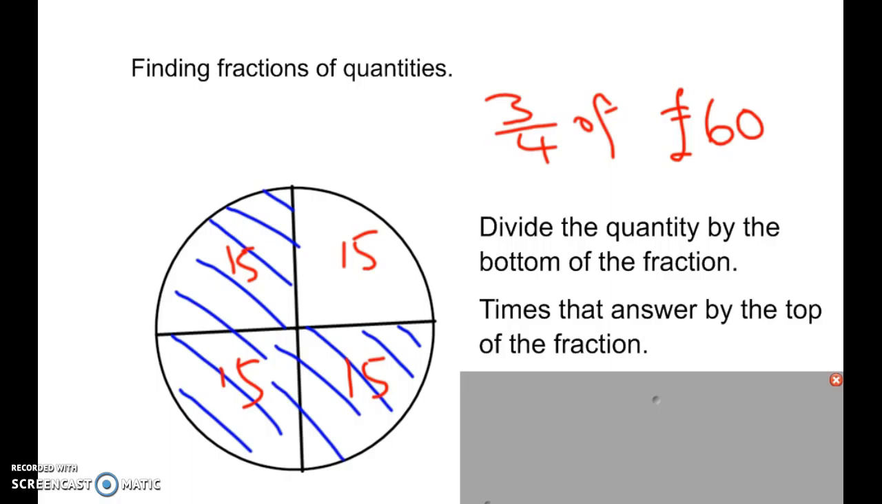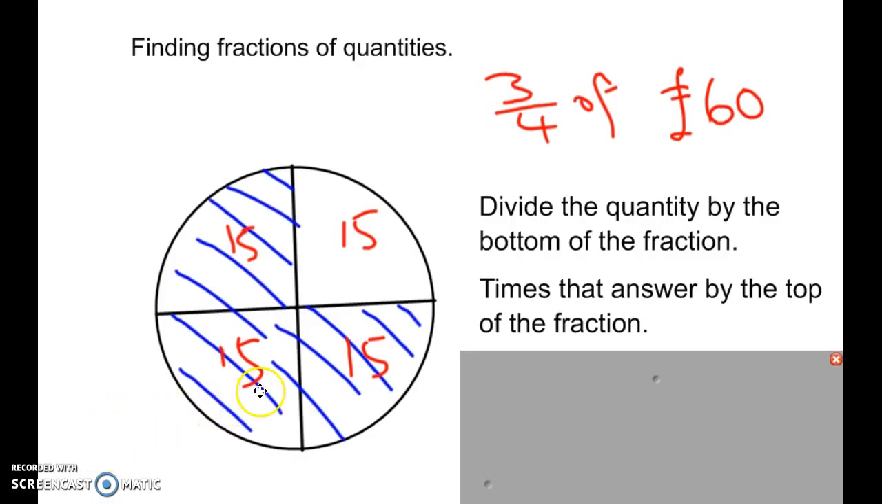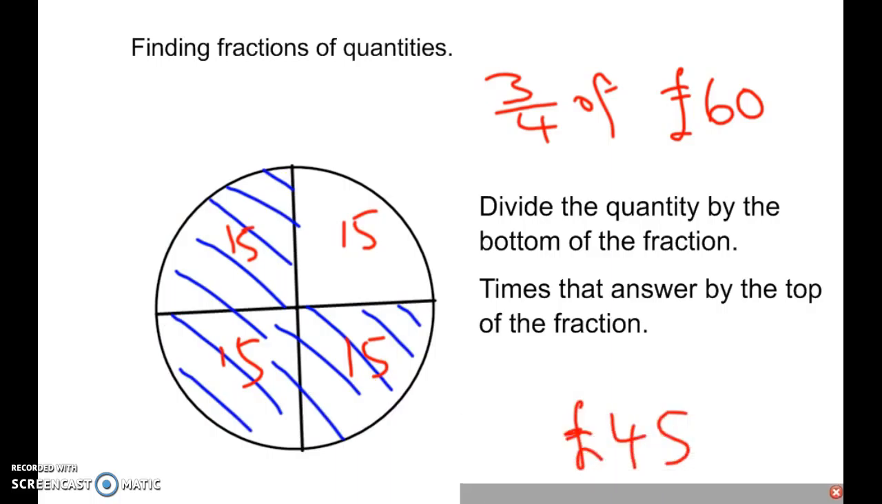Finding fractions of quantities. This is a high frequency topic. The method I've got for you, straightforward. Take your amount here, £60, divide that by the bottom of the fraction, and then times the answer by the top of the fraction. So 60 divided by 4 is 15, to try to represent using a picture here, and 3 times 15 is 45. So 3/4 of £60 is £45.